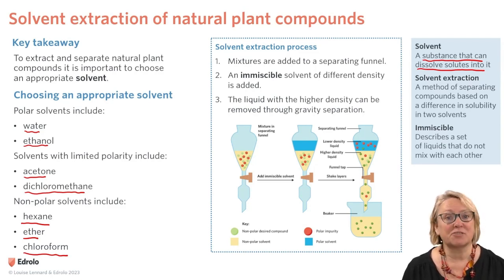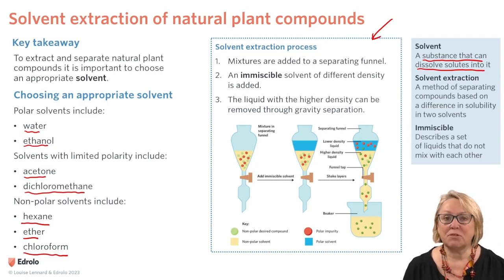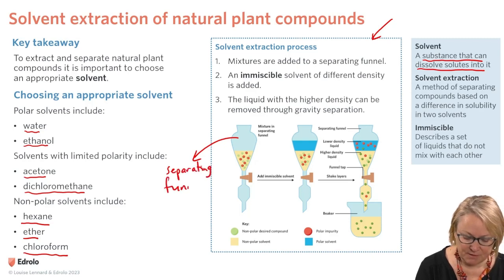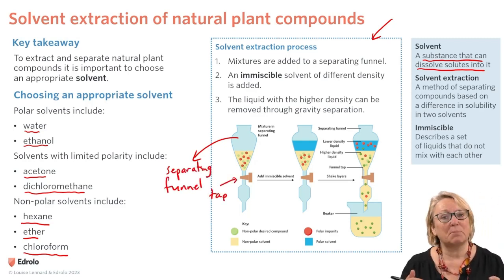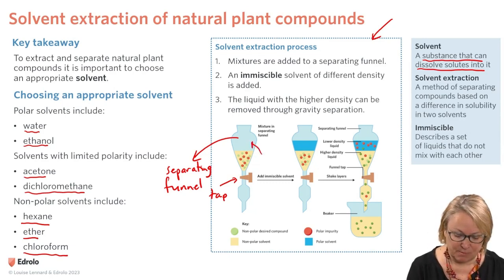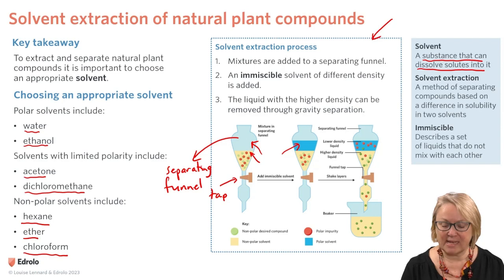In the solvent extraction process, which we've shown on the right, we put the mixture into a separating funnel. So that's this piece of glassware here, a separating funnel. Just like a burette has a tap, a separating funnel has a tap. So we've got the mixture in the separating funnel. Then we add a solvent. So if we're starting off with a non-polar solvent here, we might add a polar solvent to it as well. Then we start getting separation of the compounds.